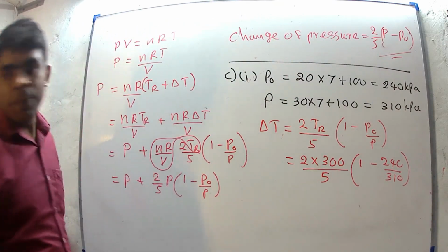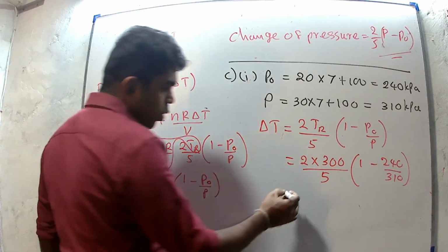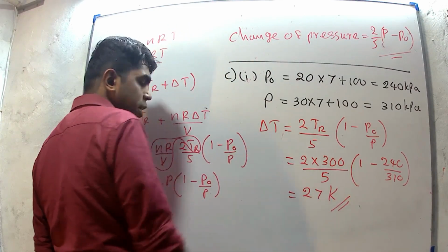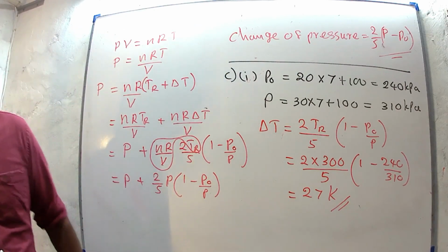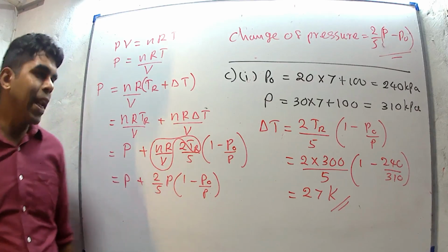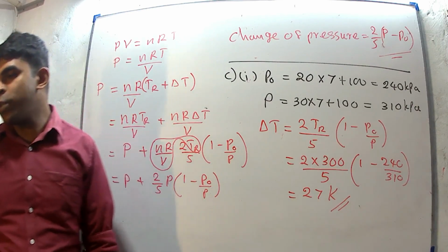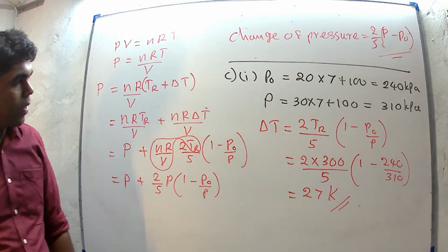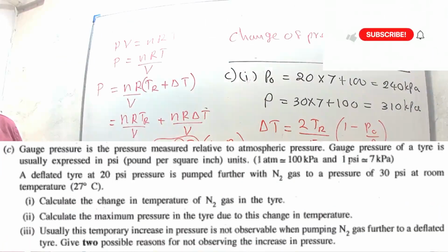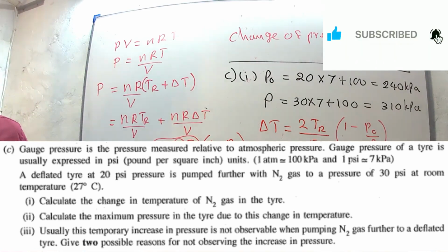Then we can simplify and get the answer, 27 Kelvin. This is the temperature change. It means the difference of temperature. When getting a temperature difference, a Kelvin difference equals a Celsius difference. Therefore, we can put the unit Kelvin or Celsius. Then part 2, calculate the maximum pressure in the tire due to the change in temperature.